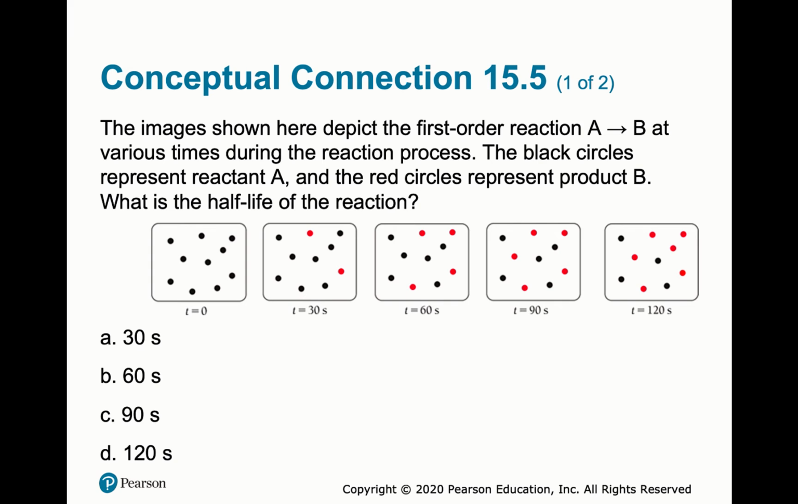So a conceptual question here. These images show a first order reaction at various times. The black circles are the reactant A. What is the half-life for this reaction? So 2, 4, 6, 8, there are 10 circles. So when do we reach 5? Am I counting that right? 2, 4, 6. Oh, yeah. So there are 10 circles, and after 5 of them are consumed, that's at 90 seconds.